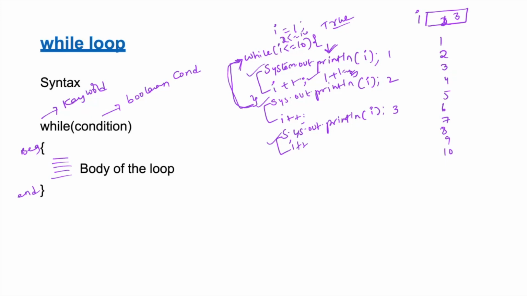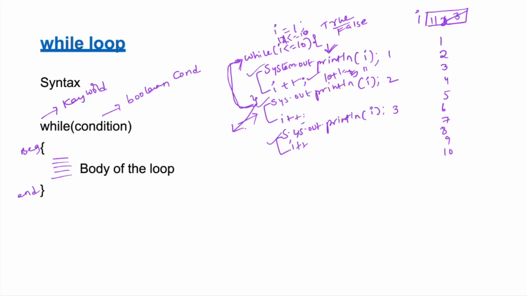After 10, what happens? The I value will be incremented by 1: 10 plus 1 is equal to 11. So the I value becomes 11, and with 11 it will go here. 11 less than or equal to 10 - this condition is false. So in this case it will not go inside the loop. Rather, it will come outside of this particular loop, so it goes to the next part of the program. This is how a loop works.